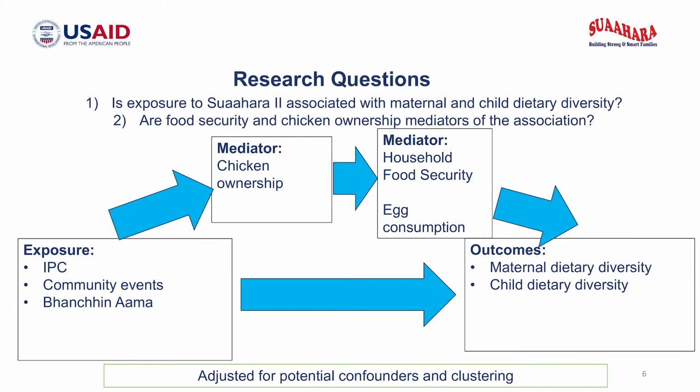It might be that there's improvement in chicken ownership because of our promotion of egg consumption, and that would translate into egg consumption and improve dietary diversity. Or this pathway might not be the one that's happening. It might break down at some point. We're curious about chicken ownership being the first mediator, leading to a second mediator of egg consumption and/or household food security.